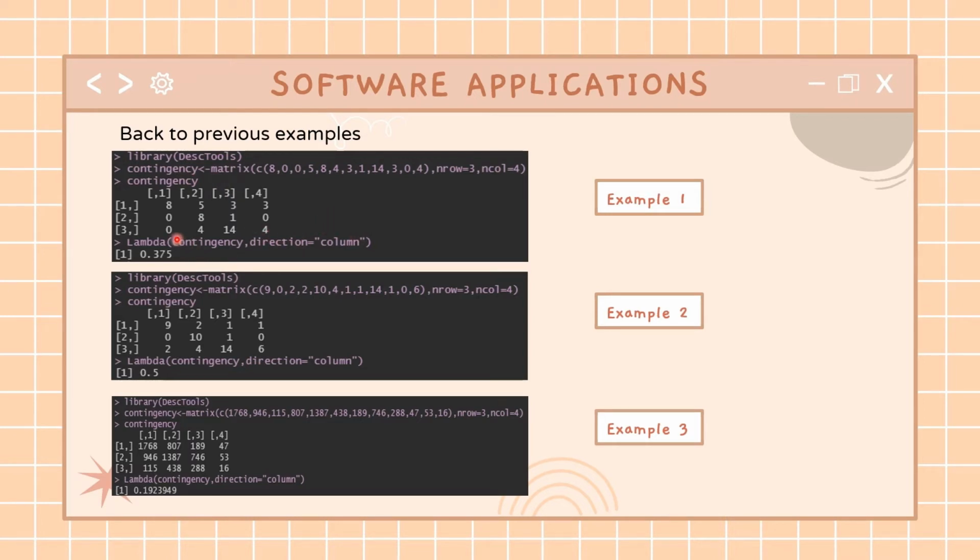So, same lang na compute natin na lambda of B. Tapos, dito sa example 2, column pa rin yung direction natin. And, same pa rin yung lumabas na lambda of B. And, same with this example right here. Same yung na-compute na 0.1923949. So, that's it for lambda coefficient.